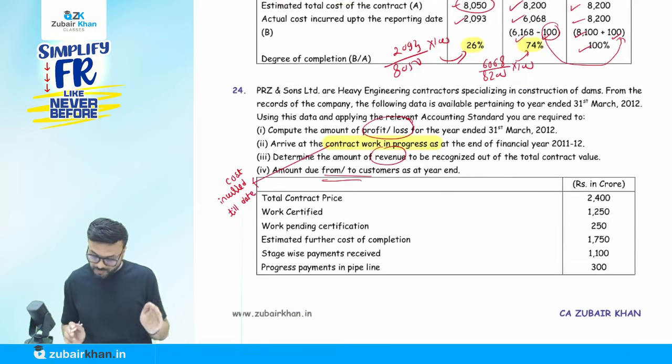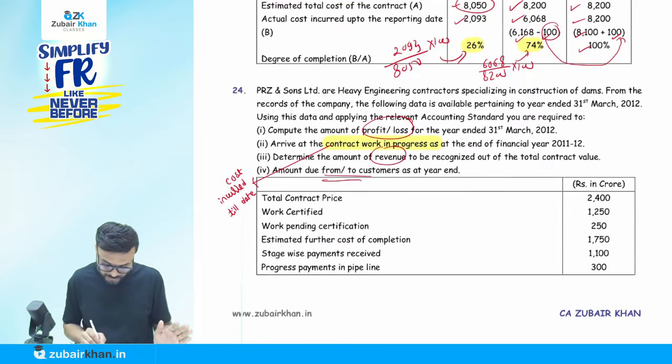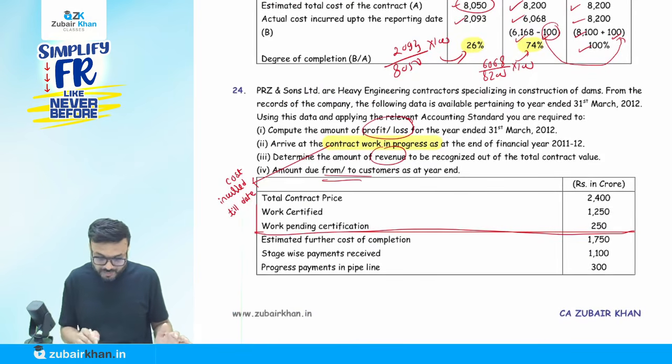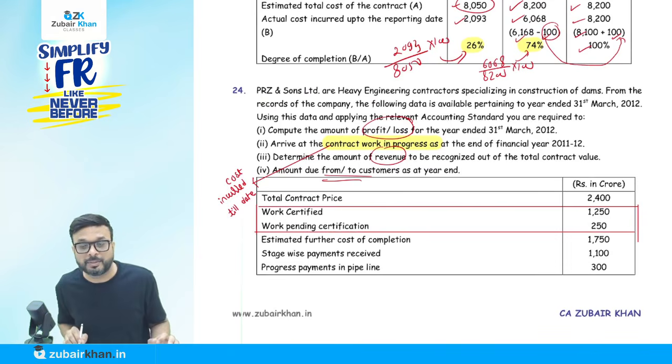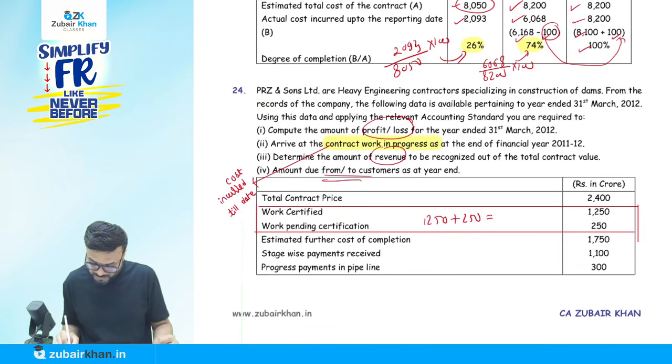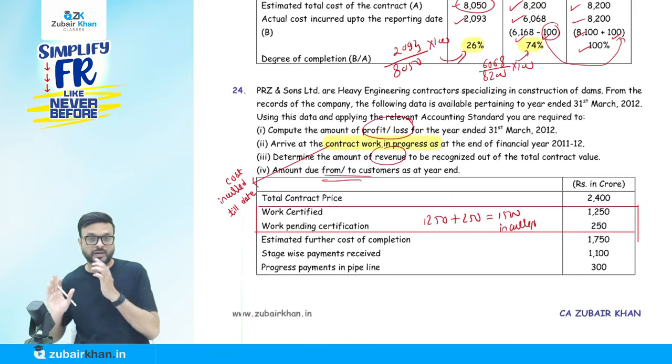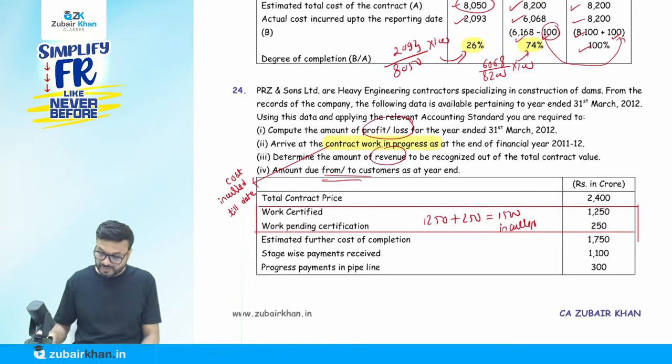Work certified 1,250, work pending certification 250. Whether the work is certified or not doesn't matter here. So that is 1,500. Cost incurred is not given, so we will assume that this is the cost we have incurred, that is 1,500. Estimated further cost is 1,750.